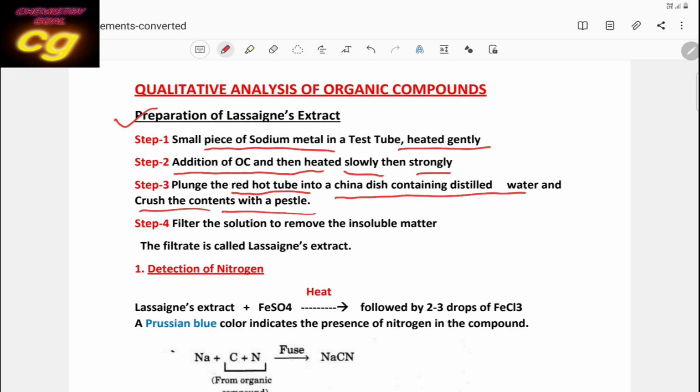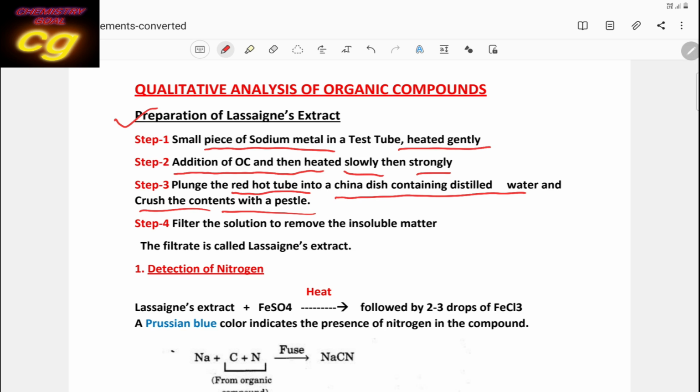Okay, again I am repeating this. When the hot test tube is plunged into the china dish containing water, the test tube will break into small pieces due to high heat. Then the mixture in the china dish will be crushed, ground with the pestle.